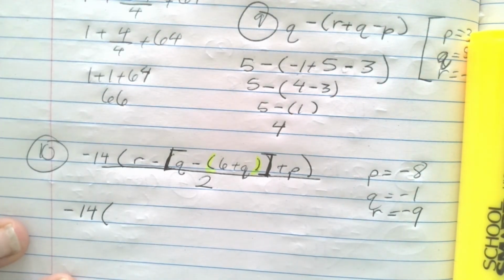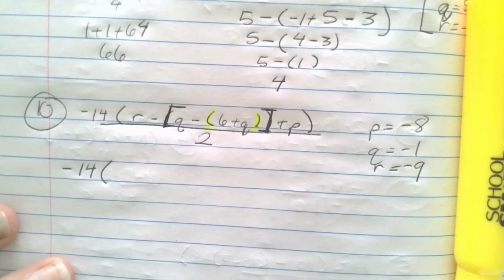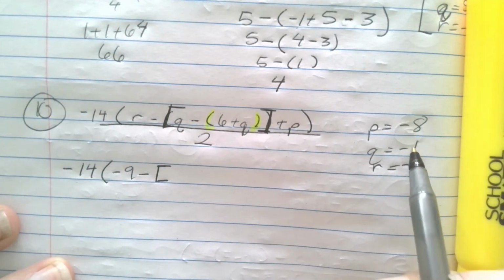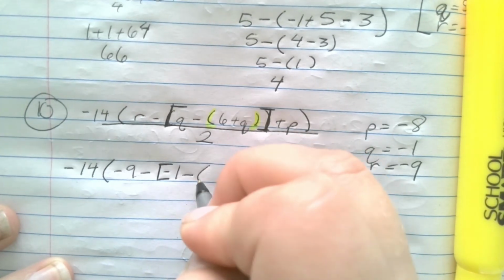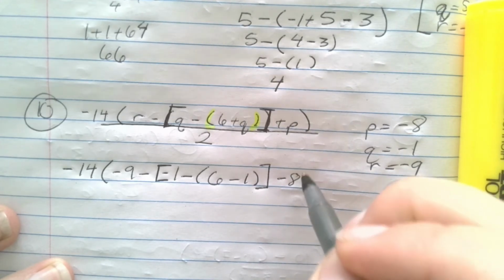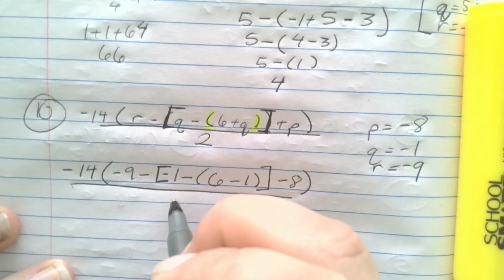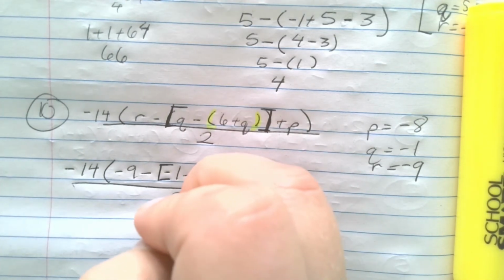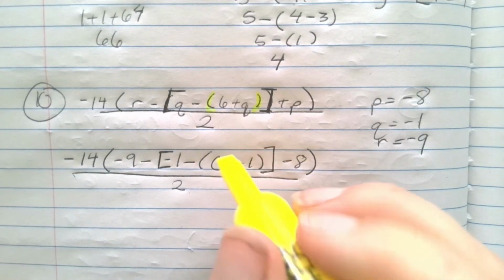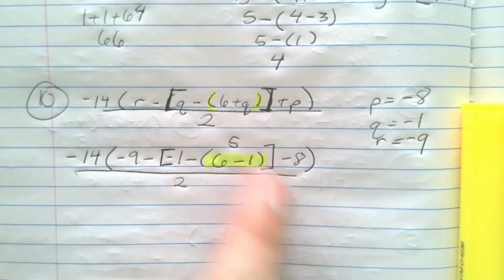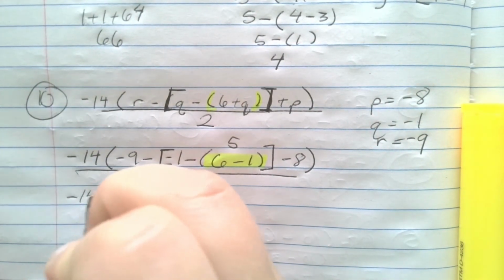What am I going to use for R? -9. And I'm going to use a fat bracket. It's just easier for me. Q is -1. All over 2. Okay, so now we're going to just do one piece at a time. I'm going to start with, what's 6 take away 1? Good, so I know that this is going to be 5, and now I'm going to rewrite it with that plugged in.